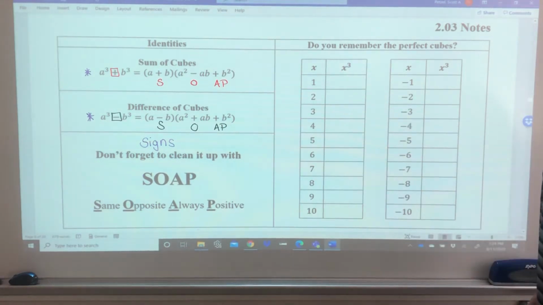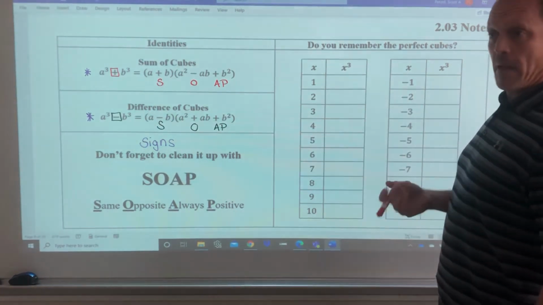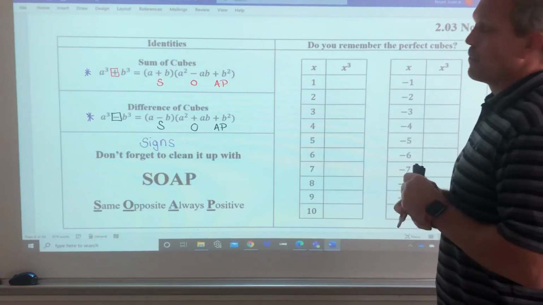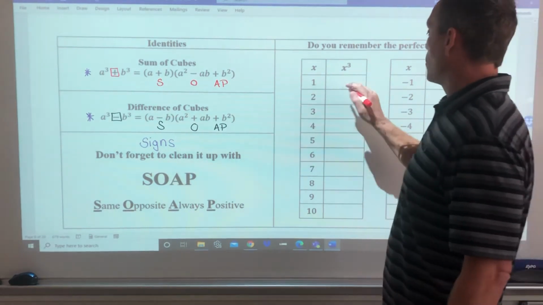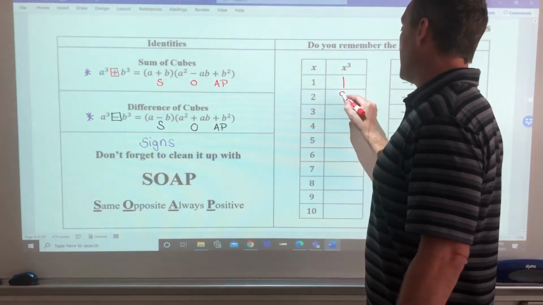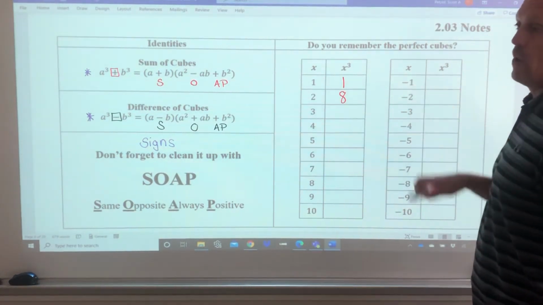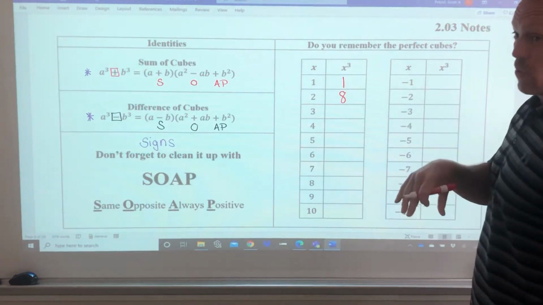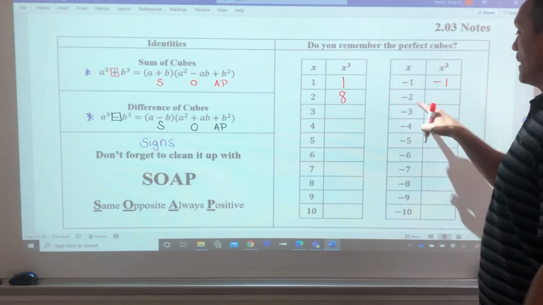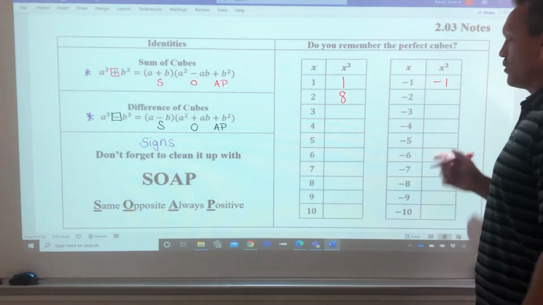So we're going to talk about perfect cubes. Like perfect squares, where a perfect square is the number multiplied by itself twice, squared, cubes are going to be the number multiplied by itself 3 times. So 1 times 1 times 1 is 1. 2 times 2 times 2 is 8. So let's just look over here. What happens if my x, or my input, is -1? -1 times -1 is +1 times another -1 makes it -1. -2 times -2 is 4 times -2 is -8.